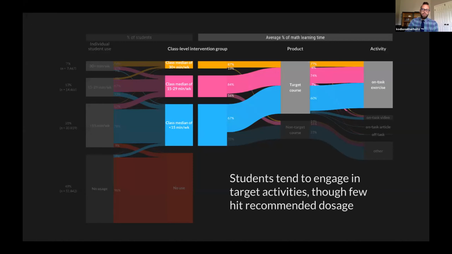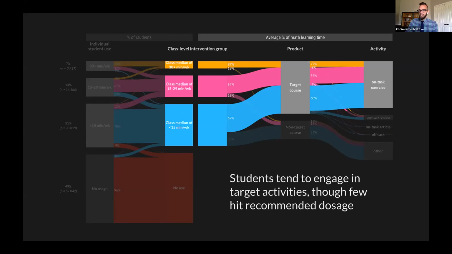And then we can go even further and start to ask, okay, so we know that there's this clustering by class, but we could ask questions around, well, what is it that students are actually doing if they've hit 30 minutes a week or 15 to 29 minutes a week? What is that overall time composed of? And so we can continue out in this flow diagram, and we can start to see that even though not a lot of students hit the recommended dosage of 30 minutes, across different usage levels, students in this case were engaging with the target course.